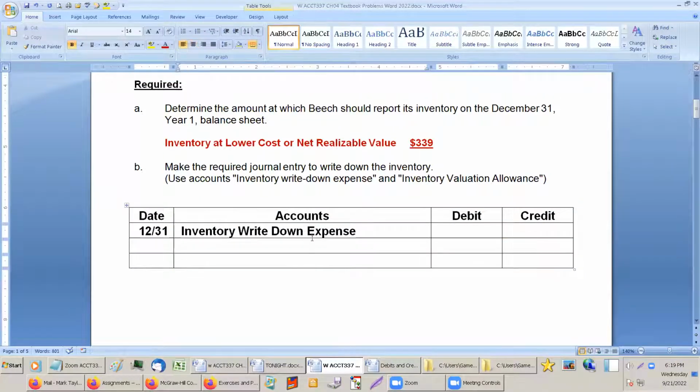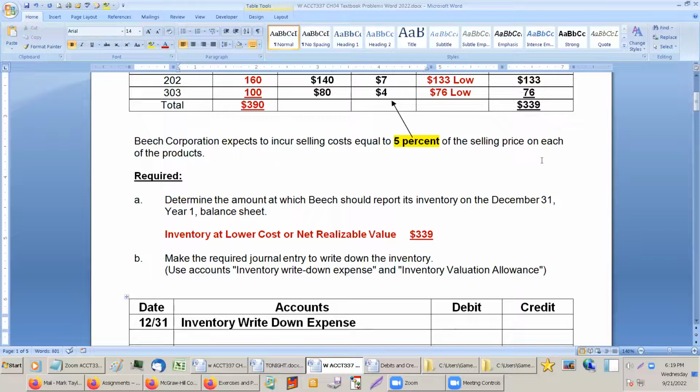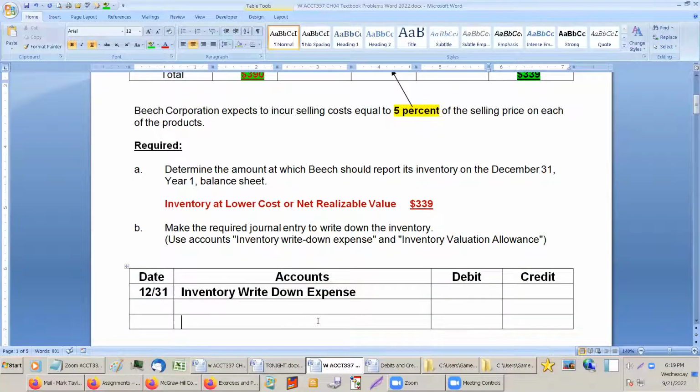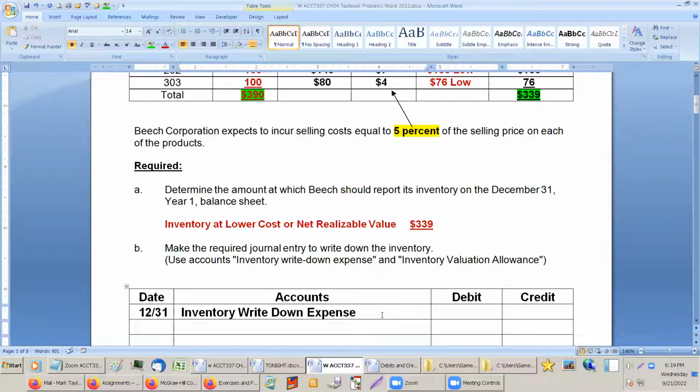For how much? How much are we going to write it down by? Anyone? So this is what we have in our books at. Would it be 51? Yeah, 39, 40, yeah, so it would be 51. Yeah, so it'd be 390 minus.